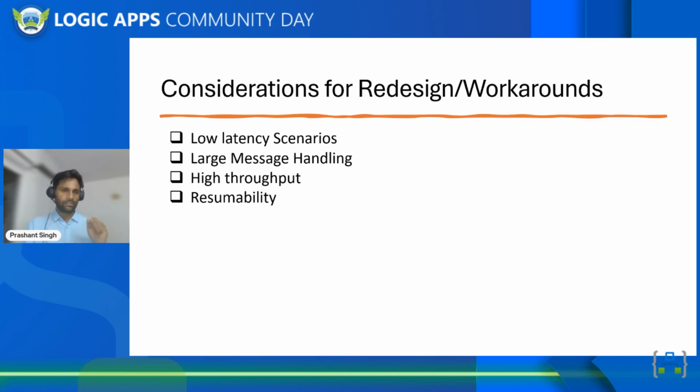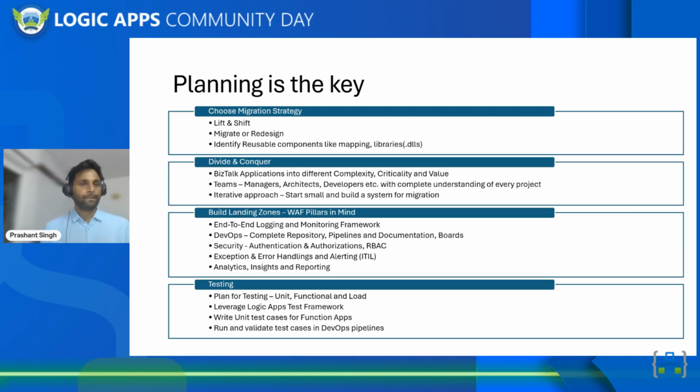There are a few scenarios in which you should definitely redesign. For example, low latency scenarios. If you want low latency, in that case you should think about redesigning. Or if you are using large messages, in that case you should definitely think about redesigning and re-optimizing for high throughput and resumability also. So let's say something goes wrong, you should be able to resume. For example, if you are using ESB in an on-prem system, we had that capability of resuming if something goes wrong. So those things you'll have to redesign here, because in some way or the other it will differ.